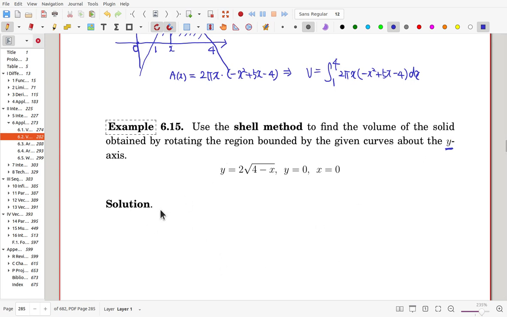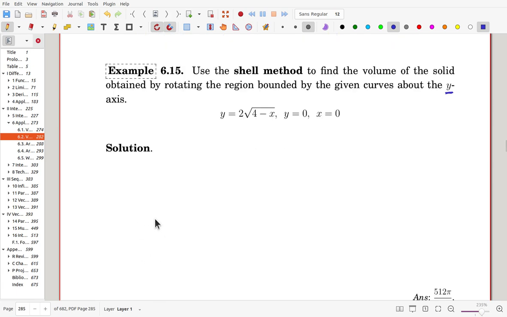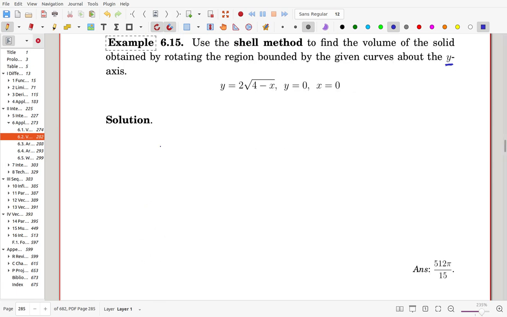Okay, let's try to sketch the region to understand the problem better. This is the y-axis, that is the x-axis, and when x is 4, the value is 0. When x is 0, the value is 4. So it looks like that. That is 4 here, and that is 4 here. And this region is rotated about the y-axis.